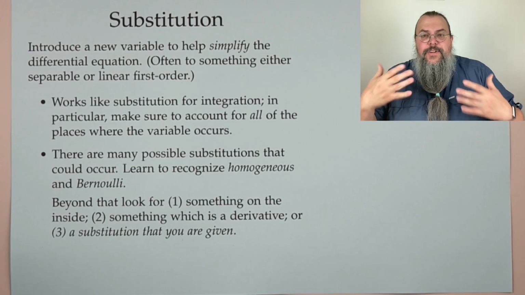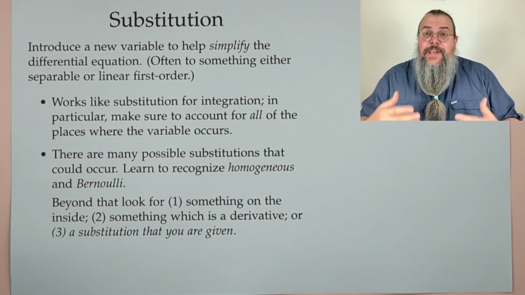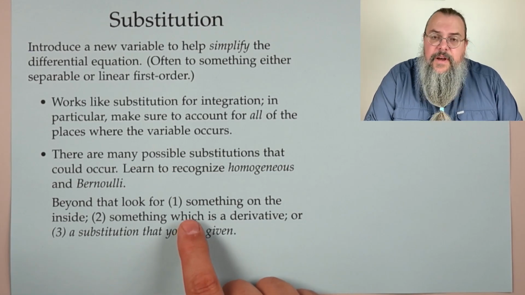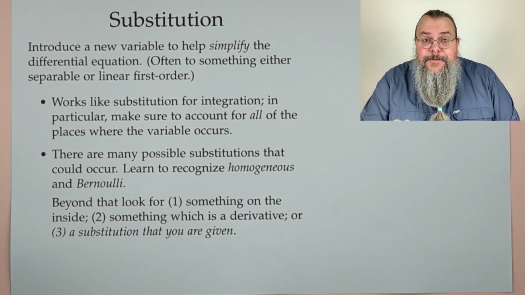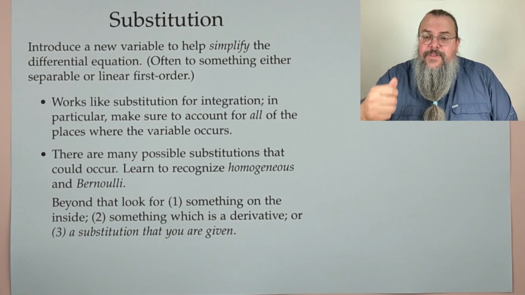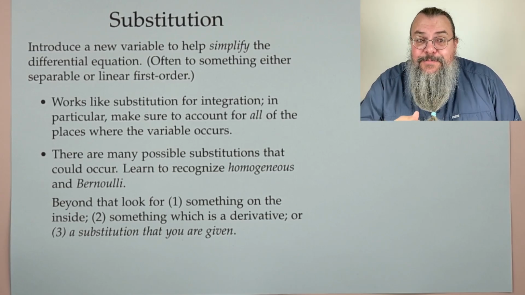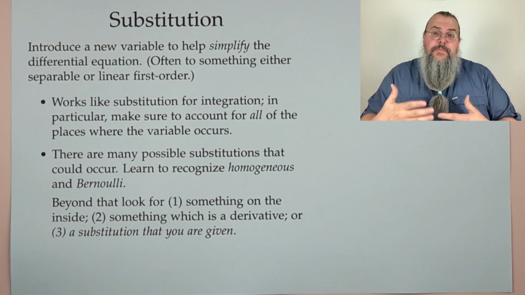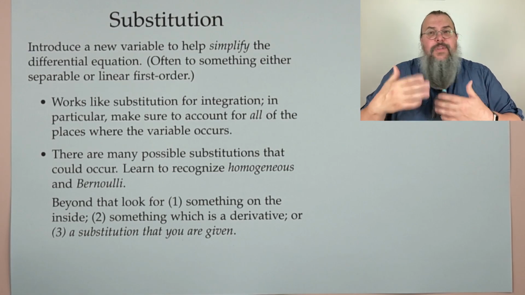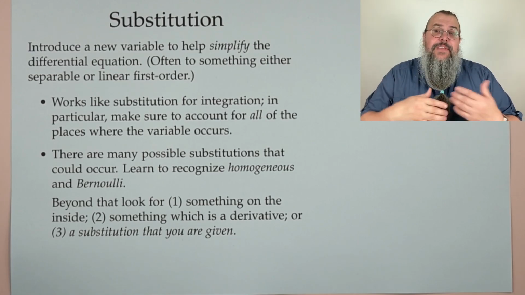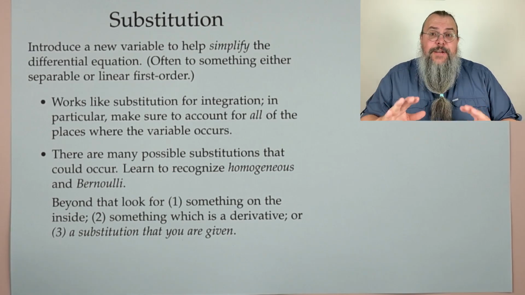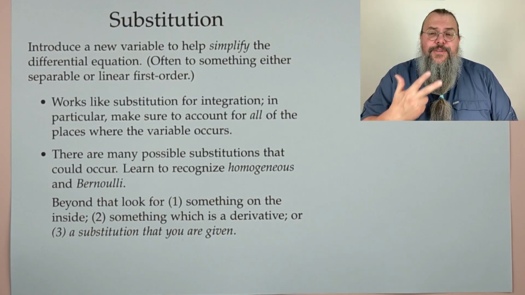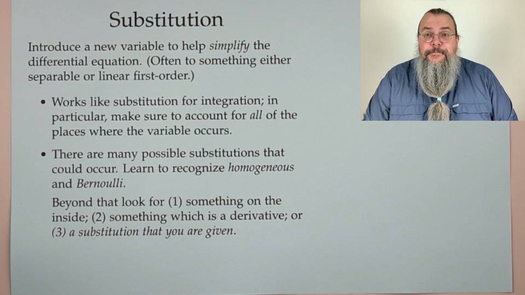Now, if you want to start developing a feel for how to identify a good substitution, there is some advice here. Look for things on the inside. Think back to calculus. They often say substitution is an inside job. Other thing is look for something which is a derivative, because when we do a substitution, we have to replace the derivative, and so we say, oh, I recognize that as a derivative of something. That makes it a good candidate. But that takes time. So for now, again, homogeneous, Bernoulli, and follow instructions. Those are the 3 we want to make sure you're comfortable with.